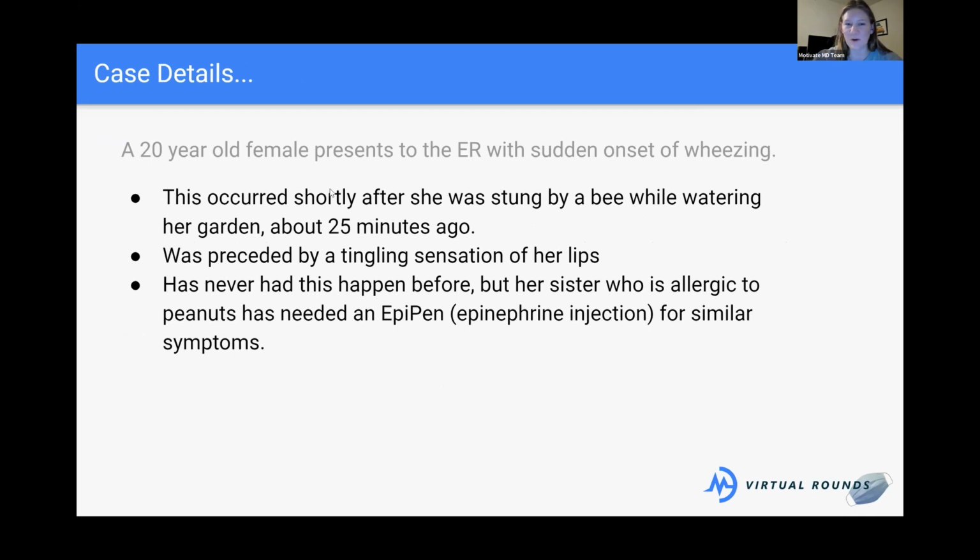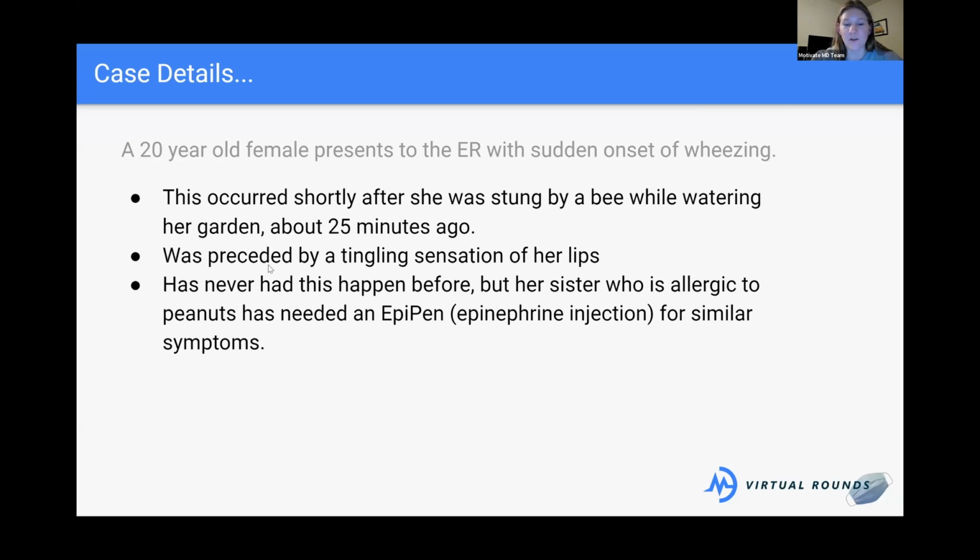So a little bit more information for us to work with. The patient that we're seeing had this occur shortly after she was stung by a bee while she was watering her garden, which was about 25 minutes ago. So ask about what associated events happened around the time that you started having your symptoms. And for this patient, very clearly, we can identify that a bee sting happened around the same time, and it's reasonable in this case to associate those two as being connected.